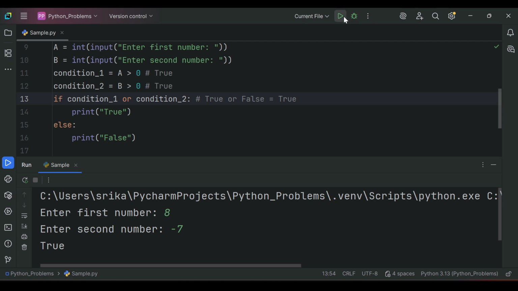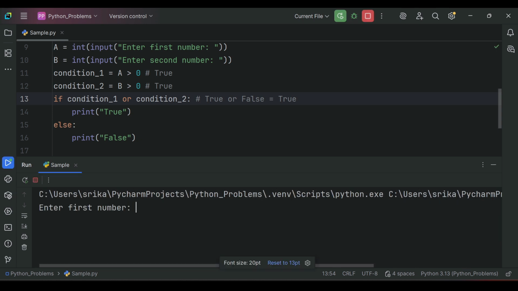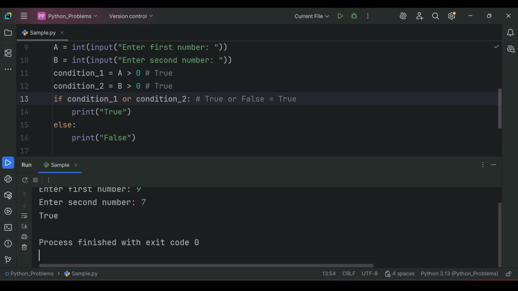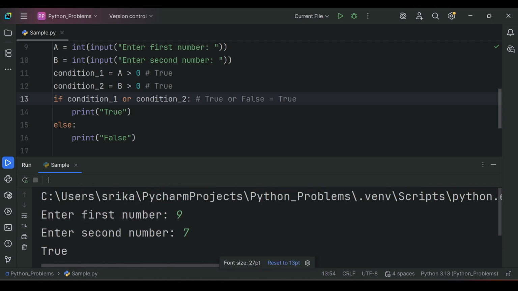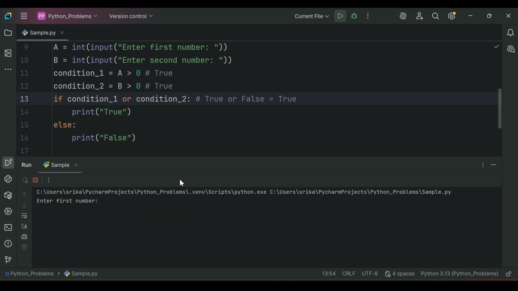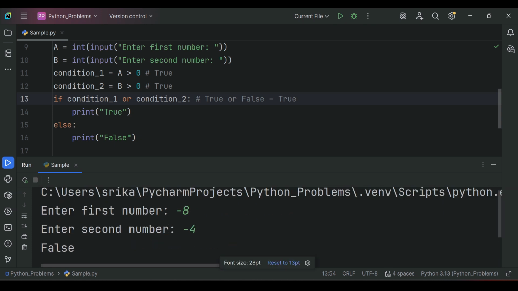Now we will check more examples. Suppose one number I am taking 9 and the second number I am taking as well positive. The output should be true. Why? Because the first condition is true and the second condition is also true. True or true becomes true. Next, I will check with negative numbers: -8 and -4. Here the first number is negative and the second number is also negative. That means false or false, the output should be false.